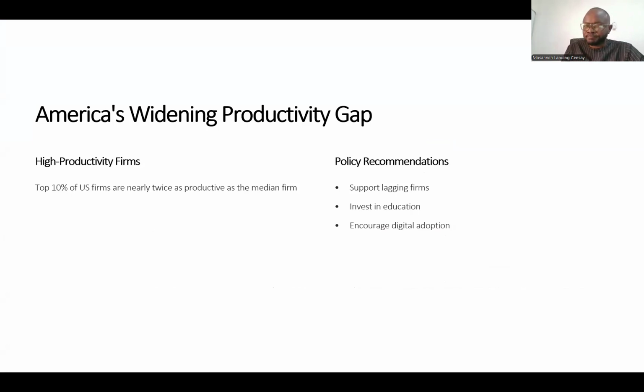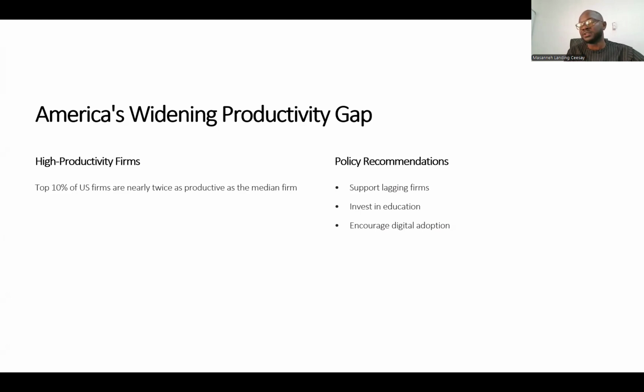So here the issue is the American productivity gap that we've read about. It's established through the McKinsey study that the most productive 10% of US farms are nearly twice as productive as the median farm. So that is a problem, and it is not just unique to the US. In many countries, you have few farms that are very efficient and productive, while the rest are not as productive. When that happens, it affects the country's competitiveness at the global level.